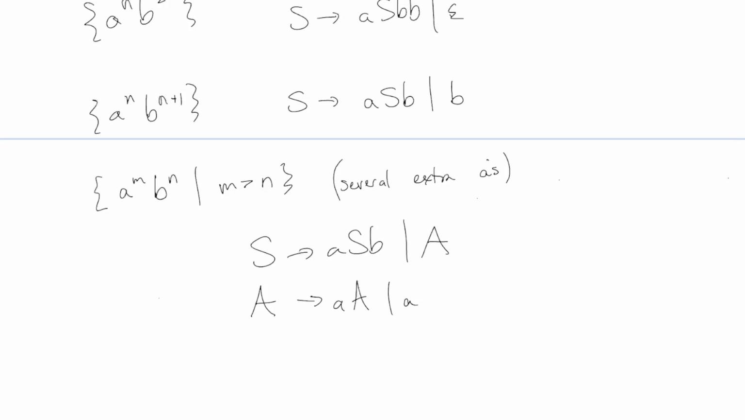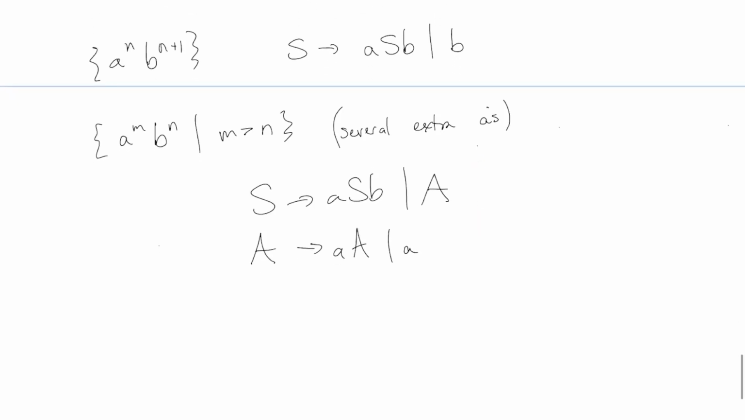Yeah? Does it not work to do S goes to A S B, or lowercase a S, and then or epsilon? This is a good idea. I think in this case that works. He said S goes to ASB or AS or epsilon. Is that what he said? Yeah, so this means you balance A's and B's.